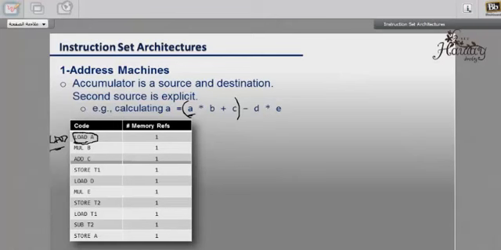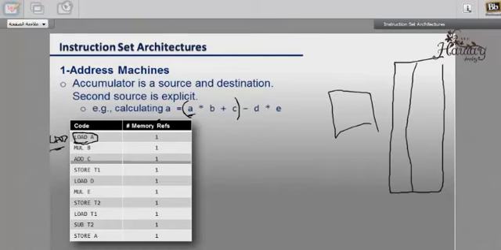Now, here it's a little bit different. Here we do not have a stack. When you say load A, how many times does the CPU need to access the memory? If you have this memory and this is the CPU, the CPU needs to access the memory once to get the value of A. Then we multiply A with B. How many times will it access the memory now? Again, only once to get the value of B. Then we add C to it. Again, we need to access the memory one time to get the value of C.